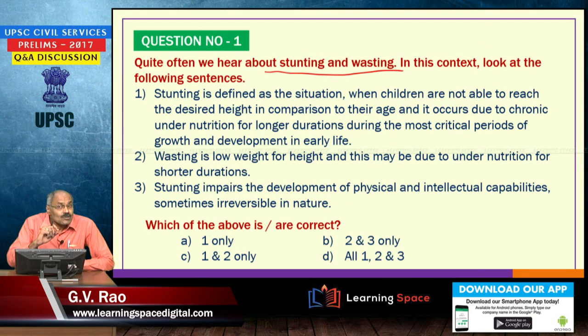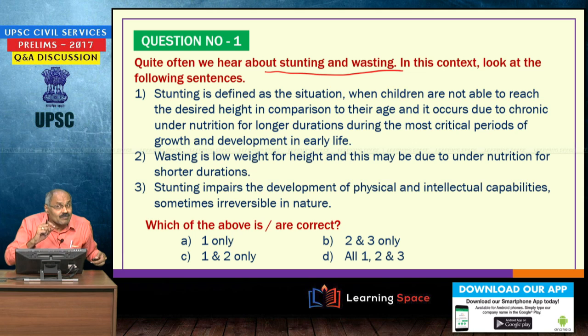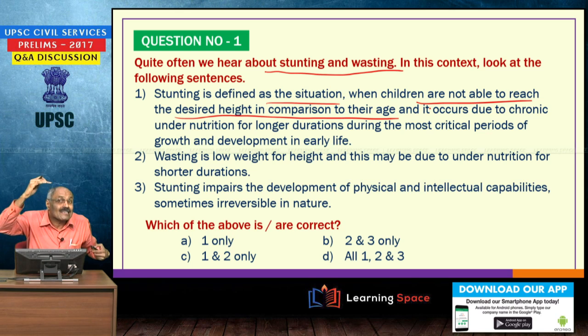Stunting occurs due to chronic undernutrition or malnutrition for longer periods of time, whereas wasting takes place because of undernutrition of short duration. So, I have given here various statements. Please have a clear difference between stunting and wasting in your mind. Stunting is defined as the situation when children are not able to reach the desired height in comparison to age. They are not able to reach proper height because of chronic undernutrition during childhood.